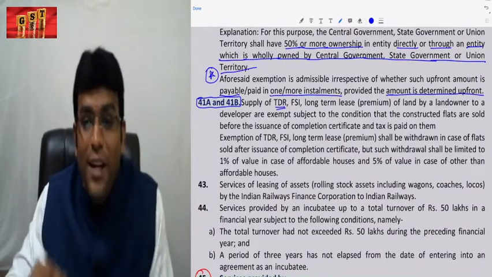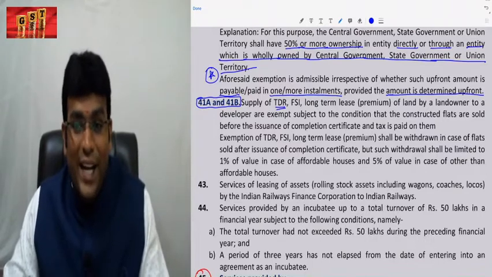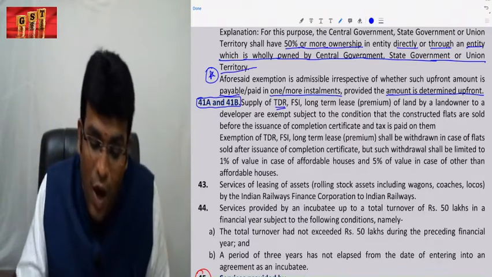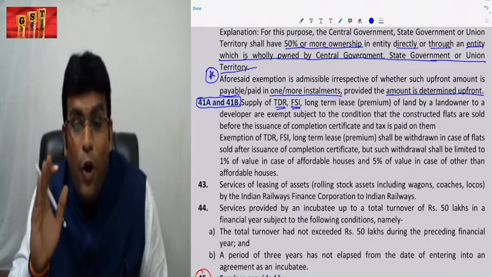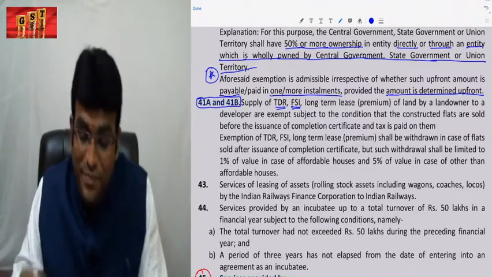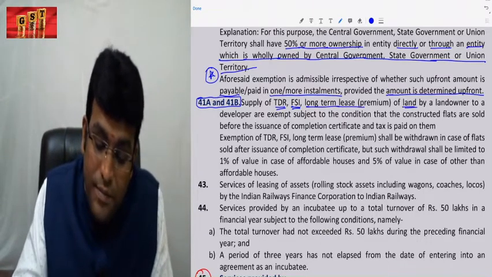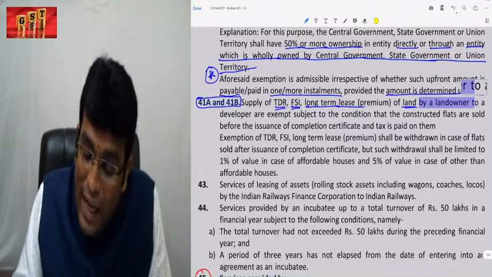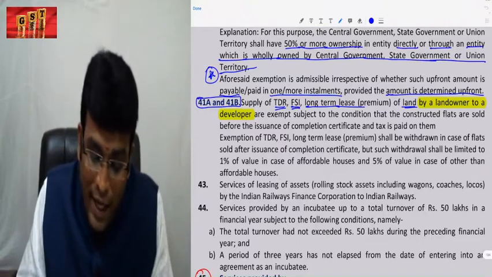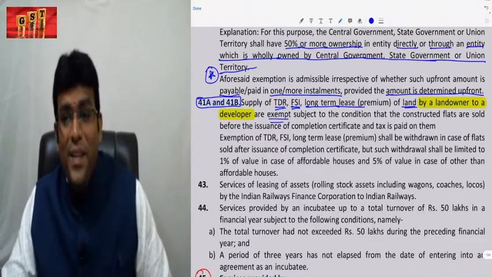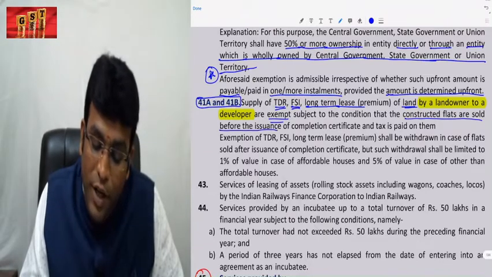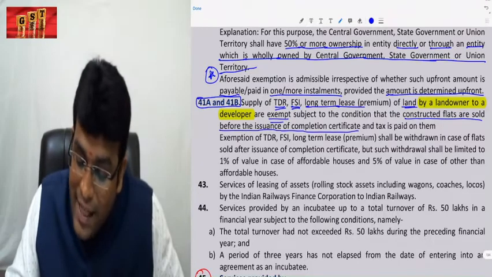Supply of TDR. TDR stands for transferable development rights, or FSI. FSI stands for floor space index. Area of floor is being shared, or long-term lease of land by whom, sir? By a landlord to a developer. By a landlord to a developer are exempt, subject to the condition that constructed flats are sold before issuance of completion certificate and tax is paid on them.